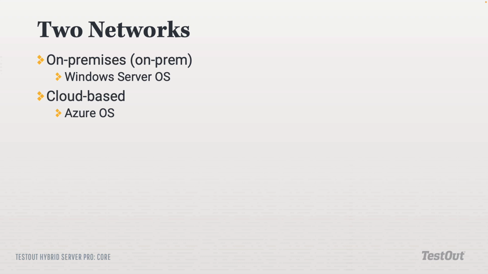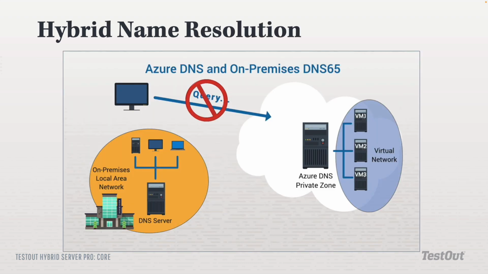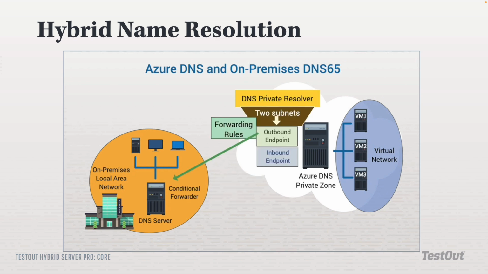One of the common terms that you'll hear when you're looking at different solutions is on-prem. On-prem means on-premises. Okay, so on-premises, we are going to be using the Windows operating system, but when it is cloud-based, that is going to be the Azure OS. Okay, so when we're doing hybrid resolution, you can see here we have a machine that is connecting to our Azure DNS private zone. Over here we have our virtual network, which is 3 or 4 servers, and we have an outbound endpoint and an inbound endpoint.